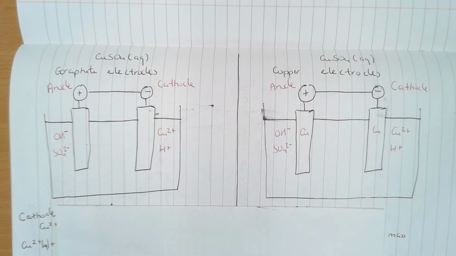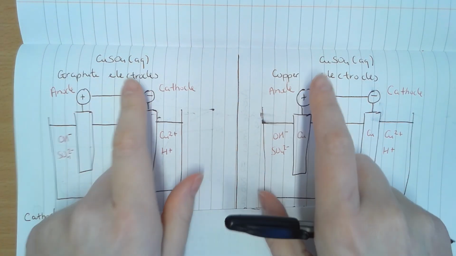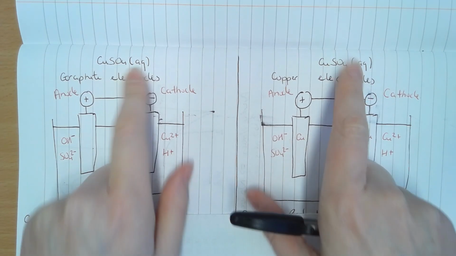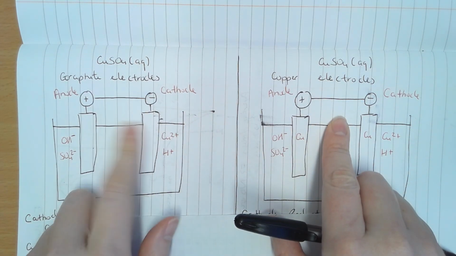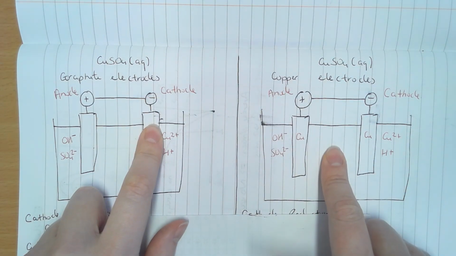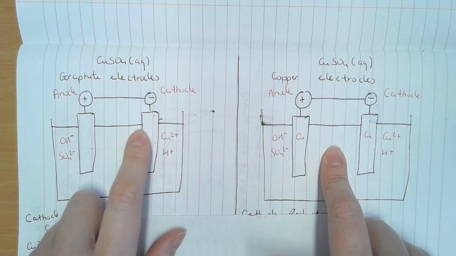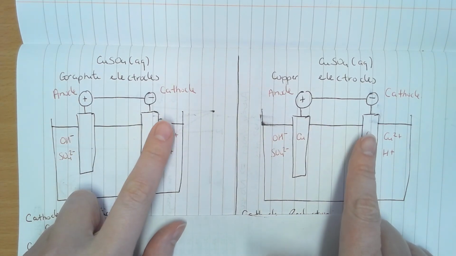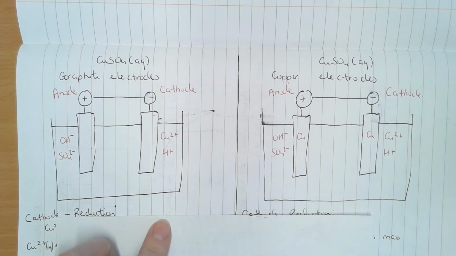Right, we've done electrolysis recently, so I'm going to do this nice and quickly. Your core practical is using copper sulfate aqueous as an electrolyte, but you've got two different situations. You've got graphite and you've got copper as your electrode. For each, you're going to need to be able to predict what's happening at the anode and the cathode, and also what happens to the colour of the copper sulfate.